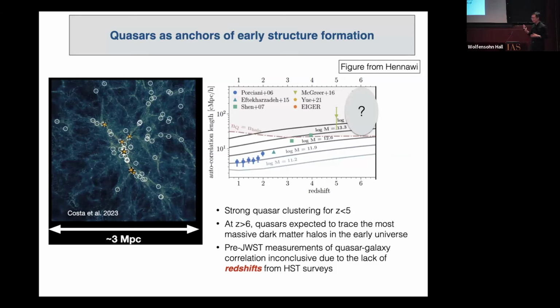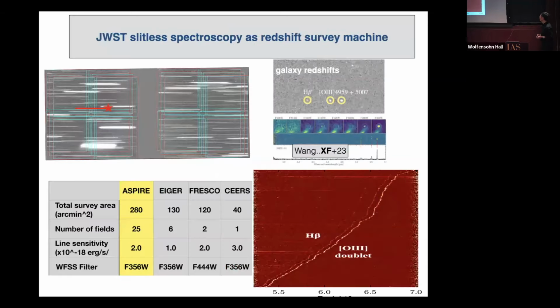You just don't get enough information to measure the clustering until what is possible with JWST, because you have the ability to do spectroscopy. This is really my favorite mode of observing now for JWST, the slitless spectroscopy mode that the ASPIRE program, as well as a number of other programs, are doing. And actually, we have a new slitless spectroscopy program called COLA 3D that just started observing yesterday. We just got the first of the 250 hours yesterday, literally. In the first ASPIRE program, we have 25 quasar fields with about 300 square arcminutes of imaging. Now we're going to have a few thousand square arcminutes.